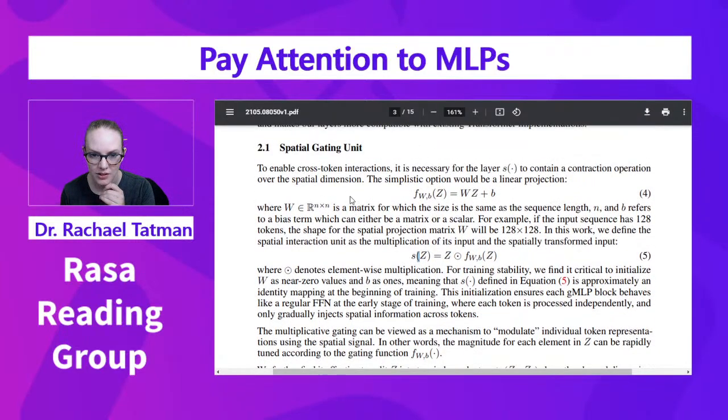So Z is... We were talking about that? What's Z? Each element in Z. So this is a matrix. Okay. Where the operator denotes element-wise multiplication of Z, and then this linear projection of Z, which is the normal thing that would happen in a feed-forward network.